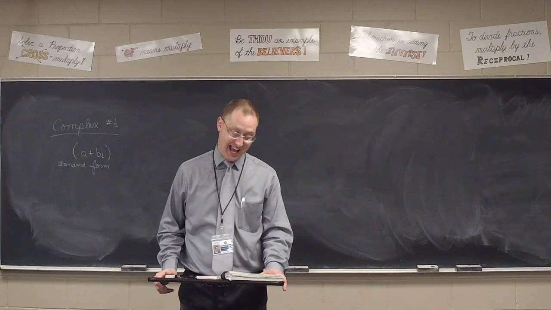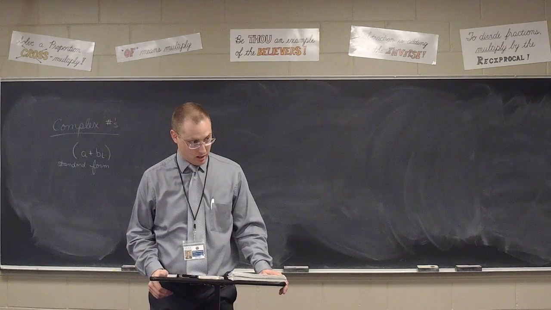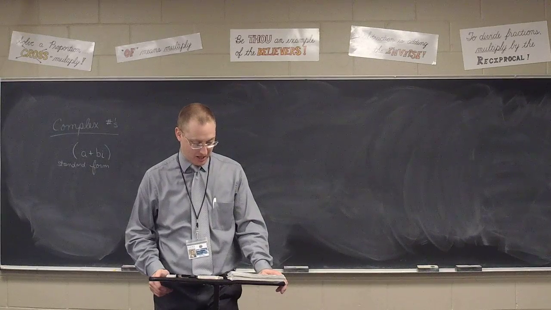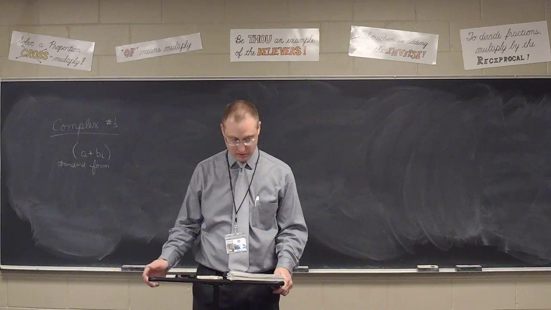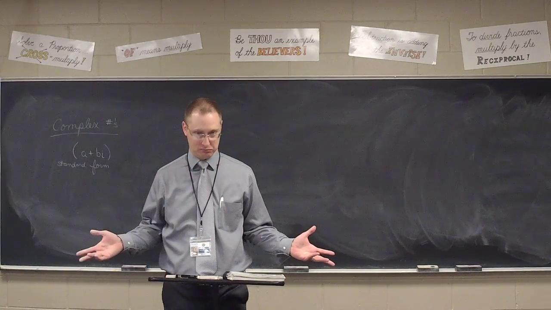Number 21. You're again adding. When you add the reals, you get, Quentin? 5. When you add the imaginaries? 12i. So your answer is? 5 plus 12i. Pretty easy.